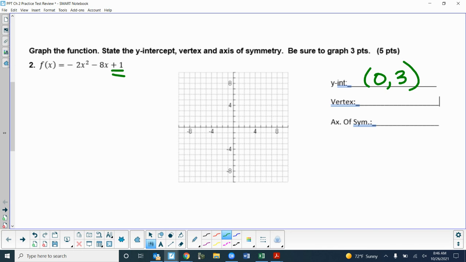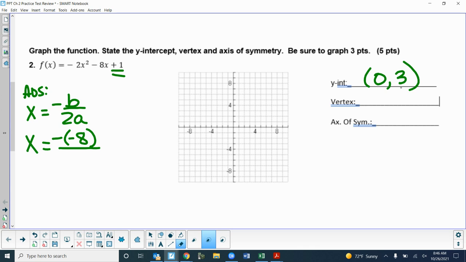Okay, to find the vertex and the axis of symmetry, we have to use that little formula for axis of symmetry. That's the negative b over 2a formula, which you guys should remember. So what's my b value? Negative 8, right? Why is the y-intercept 3? I thought it was 1. Yeah. I don't know why I put 3.